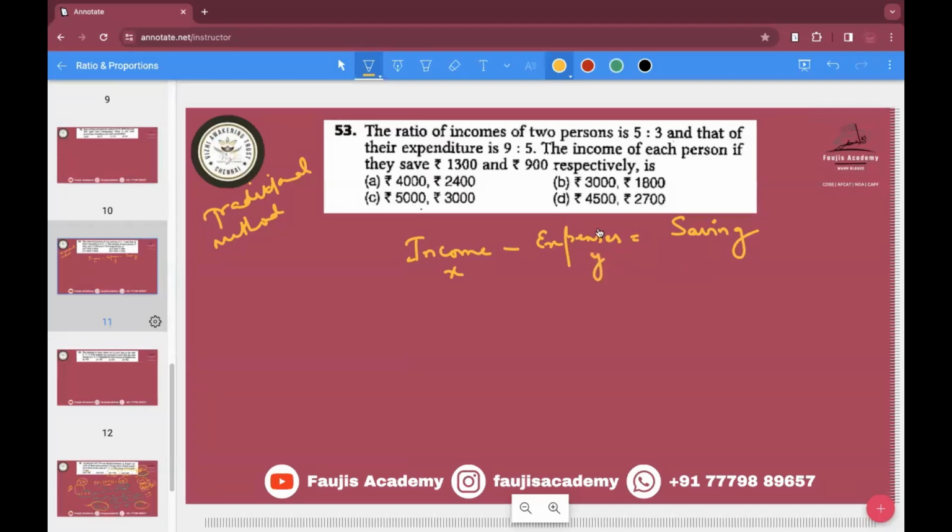So the ratio of their incomes will be how much? Their income ratio. I'm just doing chit chat, guys. Solve it. It will be 5x, 3x. The expenses ratio will be how much? 9y, 5y. Right. Income minus expenses is equal to saving. The saving they have given is 1300. I'm just jotting down the details that they have given. I'm not solving the question yet.